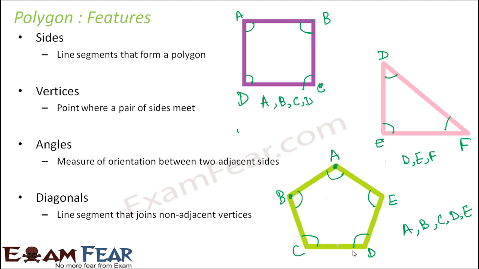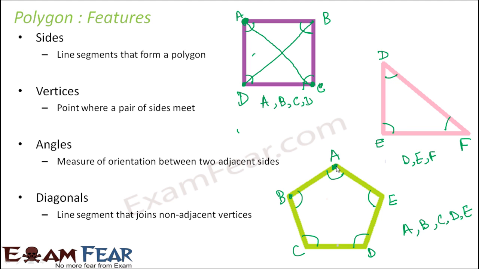Diagonals. A diagonal is the line segment that joins non-adjacent vertices. Now, A, B, C, D are the four vertices in this polygon. A and B are adjacent vertices because they are lying side by side. Both A and B share a common side AB. Similarly, A and D are also adjacent vertices because they share the common side AD. But A and C are non-adjacent. They are not located next to each other. They are located opposite to each other. So any line segment which joins non-adjacent vertices is called a diagonal. Similarly, AC and BD are the two diagonals for this polygon.